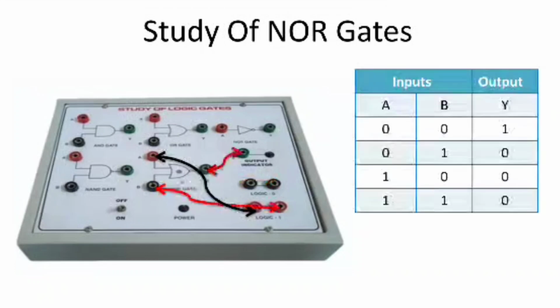So, from this condition, we can say that the output of NOR gate is high only when all inputs are 0. Otherwise, it remains low. Friends, similarly, you can connect XOR gate and XNOR gate and you can study their truth tables. I hope you will understand how to perform the practical of logic gates.